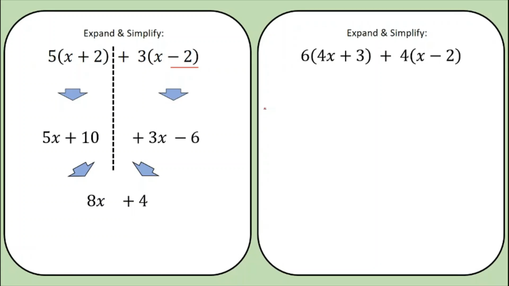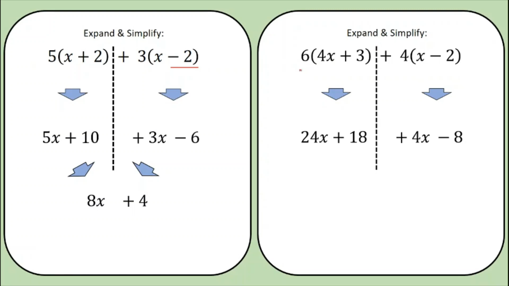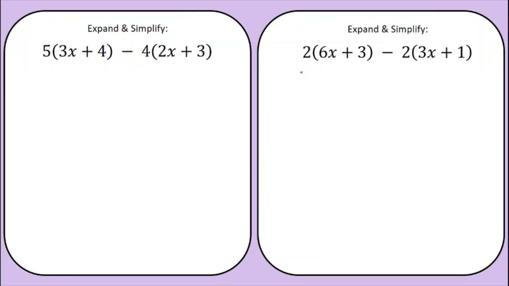Okay, the answer for this one, separated by a line, I get 24x plus 18 on the left, plus 4x minus 8, and when we combine those, I get 28x plus 10. We can also have this with a negative, and this is much more tricky, and you need to be very, very careful with this bit. Still use exactly the same method I've been showing you for the last two.